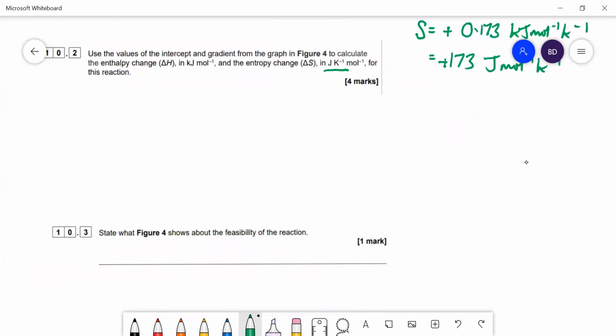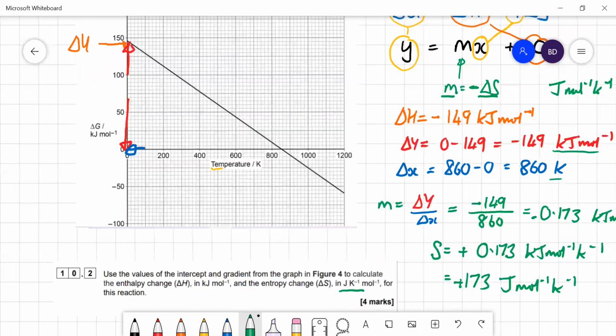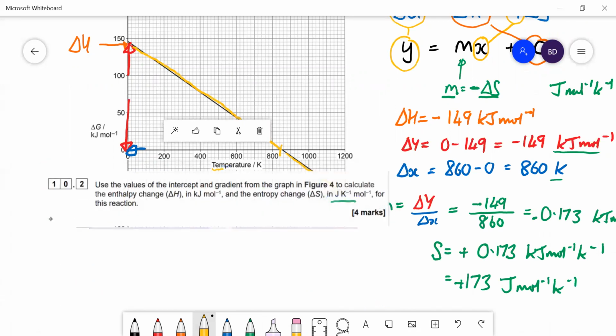All right. Now, what does figure 4 show about the feasibility of this reaction? Let's have a look at it. At these low temperatures here, which I'll do in green, delta G is positive. So it's not feasible until you get to that temperature there, which is about 860, and then it does become feasible. So that's what I'm going to write down as my answer.